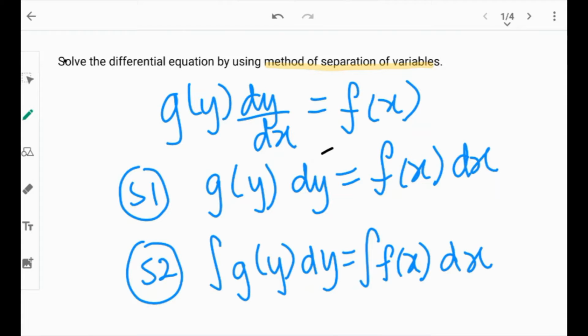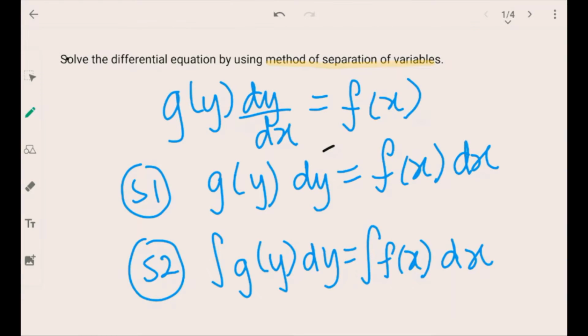Today we are going to solve the differential equation by using the method of separation of variables. So let me introduce you to what the method of separation of variables is. As you can see from here, g(y) dy/dx equals f(x). This will be the question given in this form, and only in this form can we use the method of separation of variables.